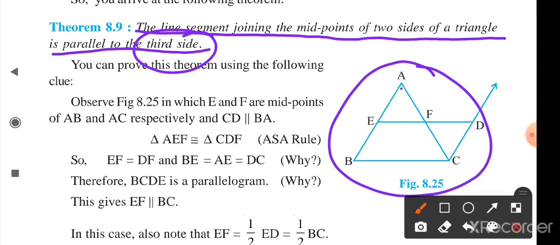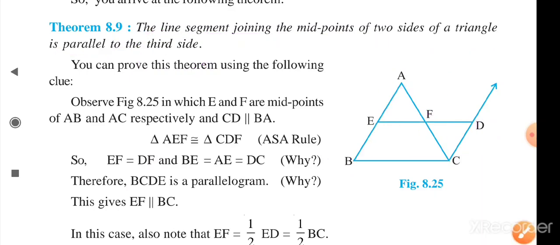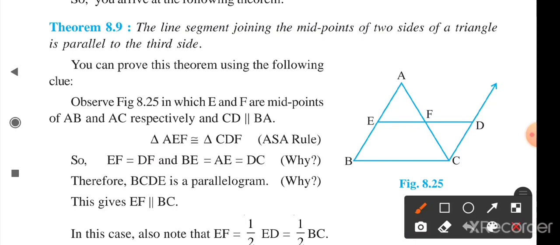Suppose ABC is a triangle and E and F are two points which are the midpoint of AB and the midpoint of AC. Now you have to prove that this line EF is parallel to BC and EF is half of BC. For that you have to do the construction first. In this construction, what will you do?